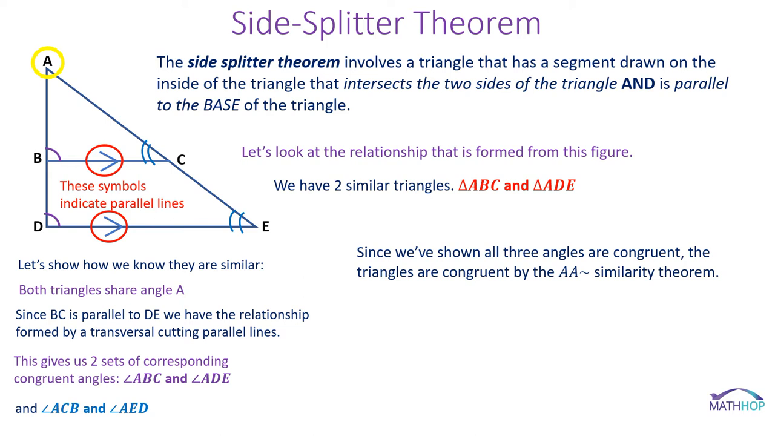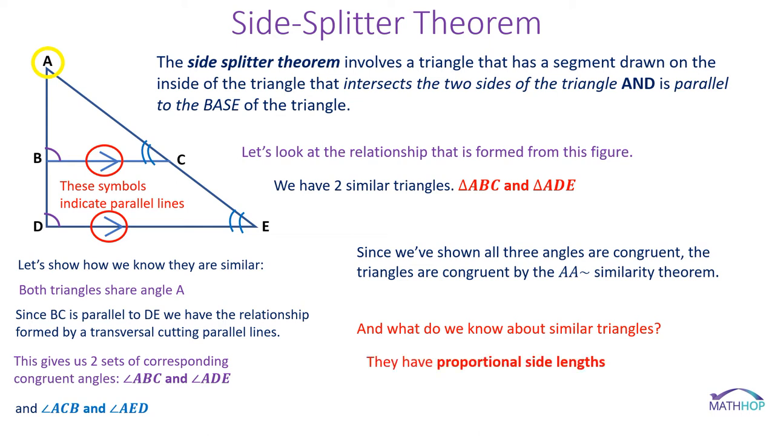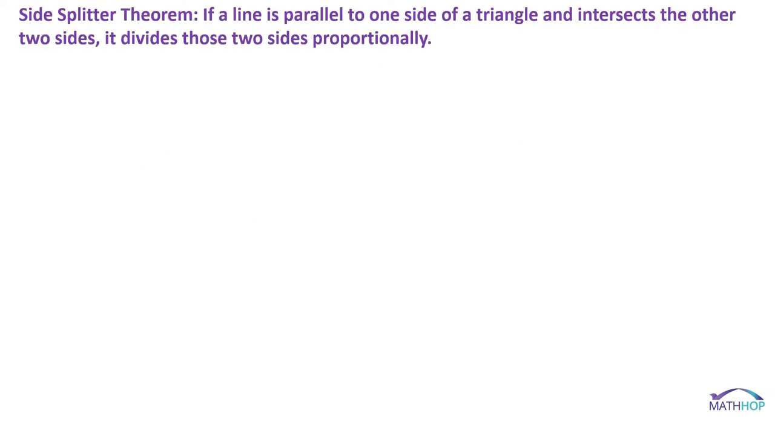Why did I spend all that time showing you that these two triangles are similar? Well, what do we know about similar triangles? We should remember that similar triangles have proportional side lengths, and that is every single thing the side-splitter theorem says. So let's look at the side-splitter theorem, remembering that we already understand everything we need to know about it. It says if there's a line within a triangle parallel to the base that intersects two sides of the triangle, it divides those two sides proportionally.